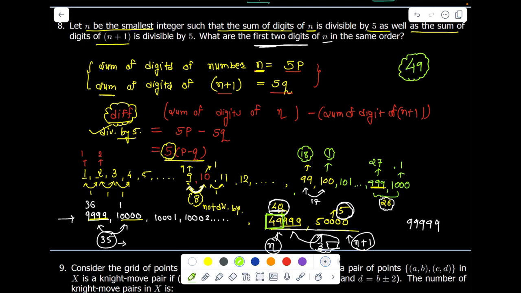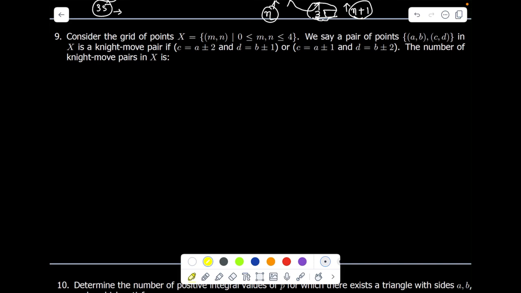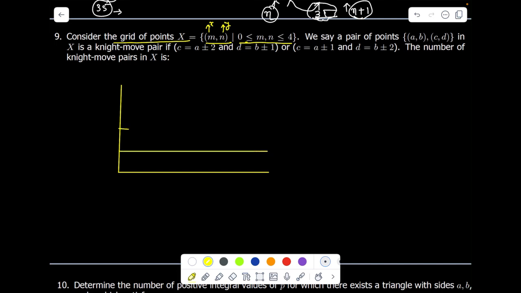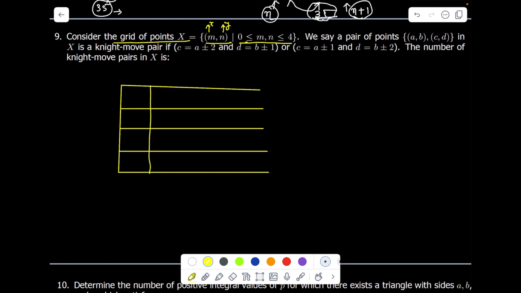Let's solve the next question. Question number 9 is about chess. Consider the grid of points (m, n). Let's say this is the x and this is the y coordinate, 0 less than or equal to m, n less than 4. So here I can draw a grid like this: 0, 1, 2, 3, and 4. This is also vertically 0, 1, 2, 3, and 4.